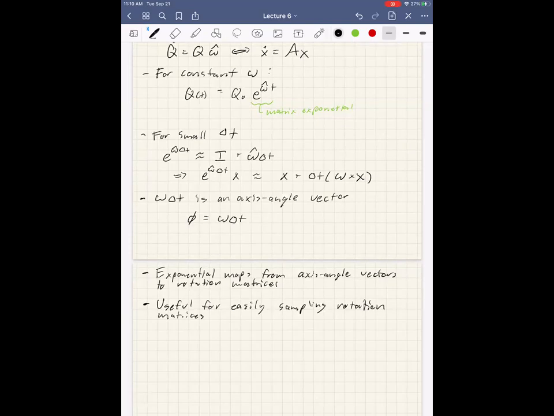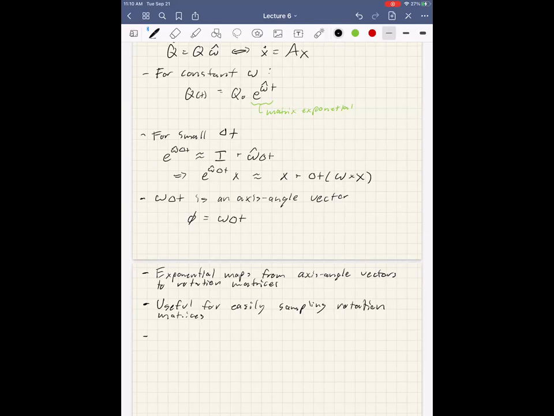What else can we say about this? There's a whole bunch of things this is good for, because it lets you bootstrap things on rotation matrices via things you know how to do on vectors, right? So now I have this axis angle vector. I can do anything I can do with vectors, and I just exponentiate it, and I get rotation matrices. So it's good for a lot of things like that.